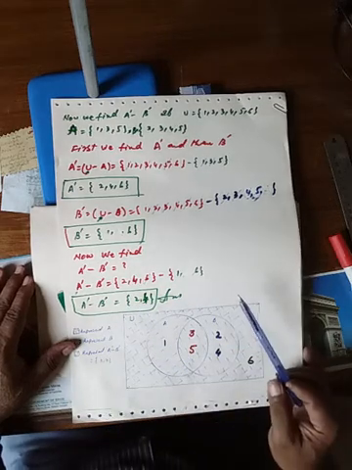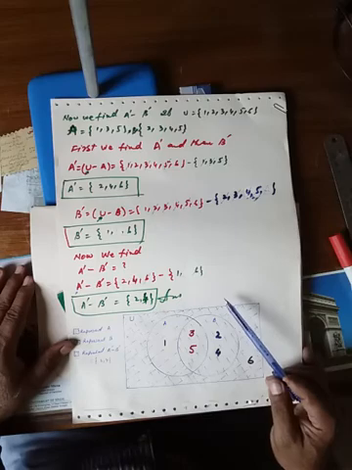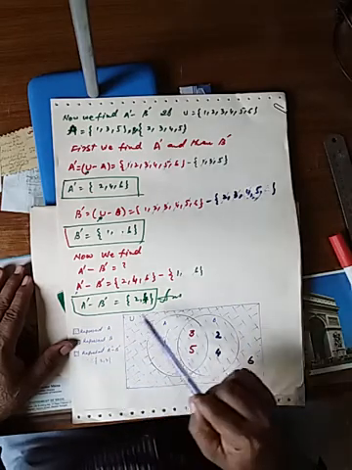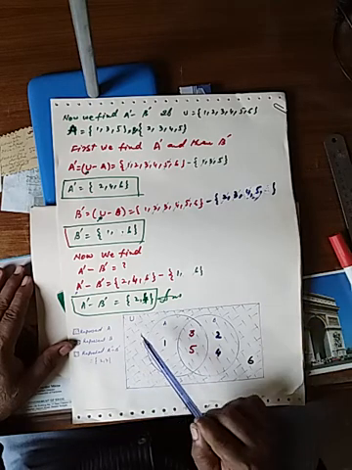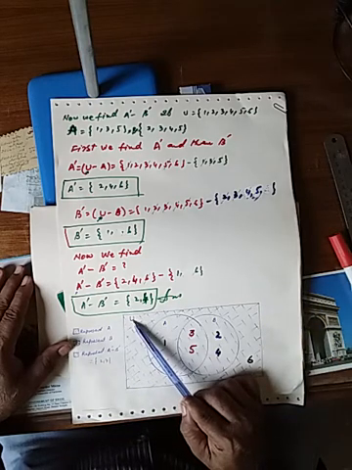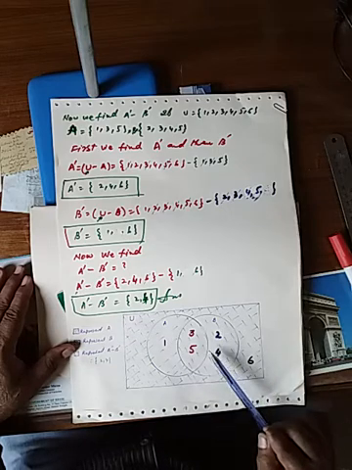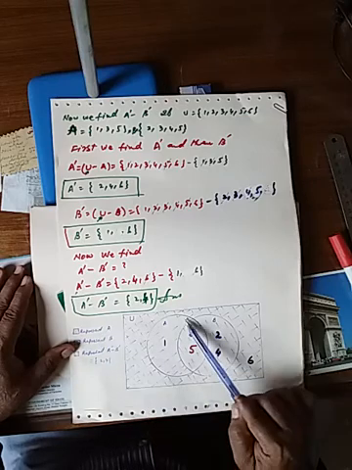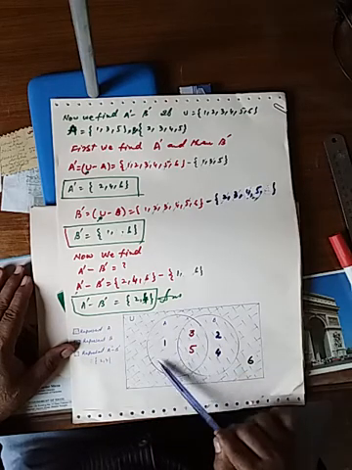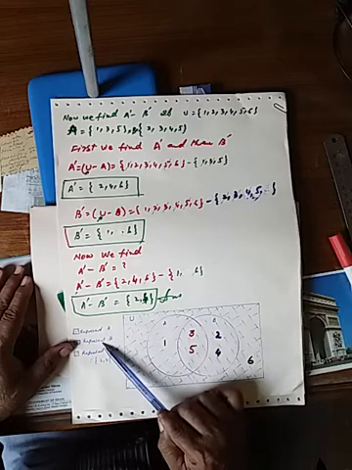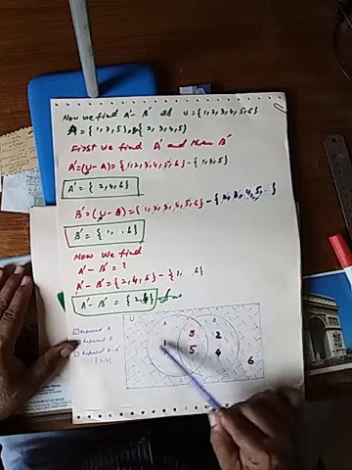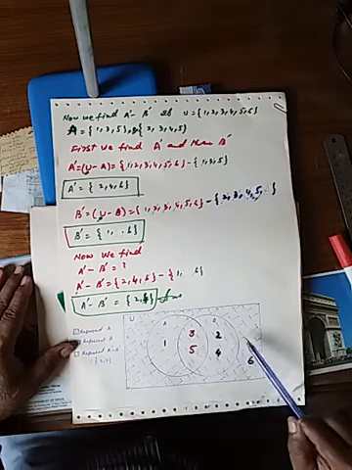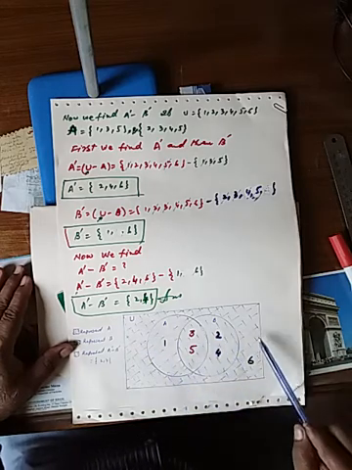This A complement minus B complement we can also solve by the Venn diagram. Here is the universal set, that is 1, 2, 3, 4, 5, 6. A is represented with a single shaded line. B is represented with a shaded line in a different direction, and this is your crossing here.